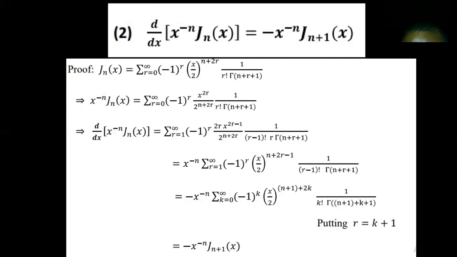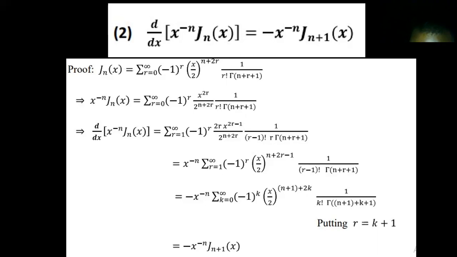From here, I will put r equals k plus 1. Now if I put r equals k plus 1, then I have minus x raised to power minus n, summation k from 0 to infinity of minus 1 raised to power k, x raised to power n plus 1 plus 2k, divided by 2 raised to power n plus 1 plus 2k, k factorial, the gamma of n plus 1 plus k plus 1. At the end of the day, you will see that this series is just the same as saying what is the Bessel function of what?